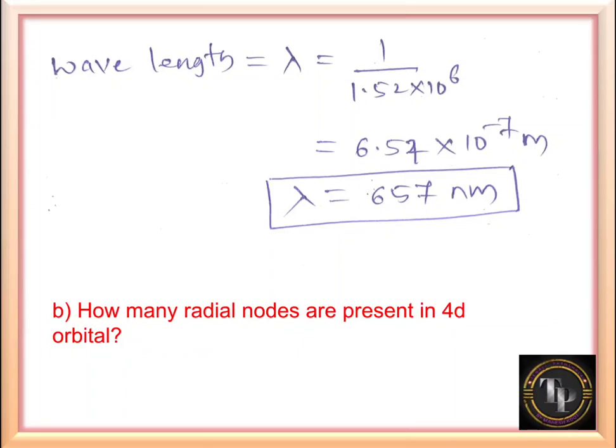How many radial nodes are present in 4D orbitals? Already we have discussed it in the second example only, so I have explained in clear detail regarding the radial nodes. Radial node is equal to n minus l minus 1. N value is 4. L value for the d orbital, s p d, is 2. So 4 minus 2 minus 1, you will get 1, guys. Radial node is 1. Already you know how to calculate the formula also. I have explained this, the second example we got.